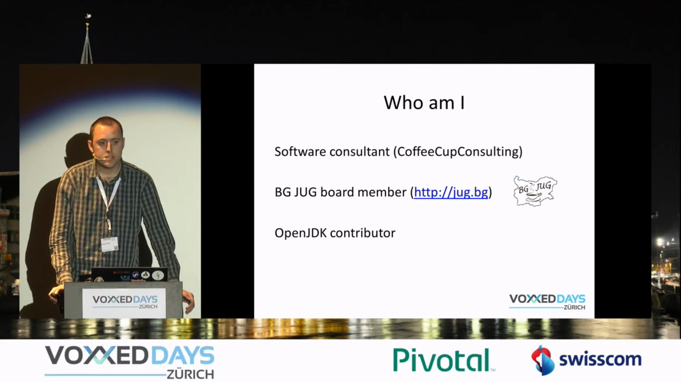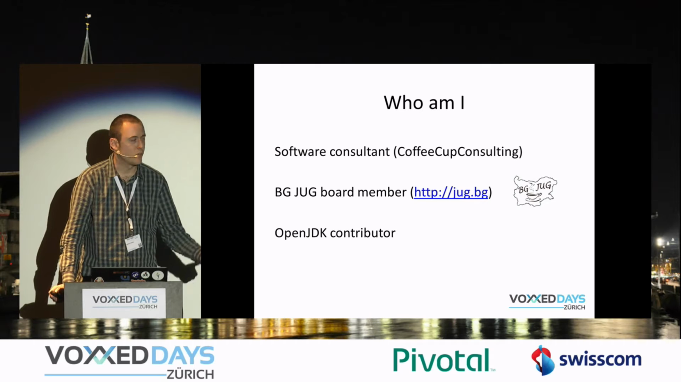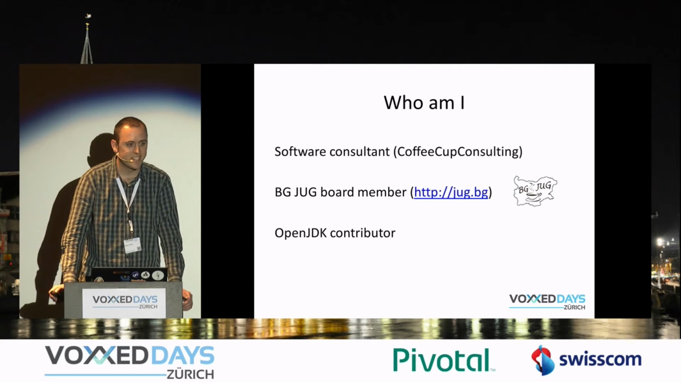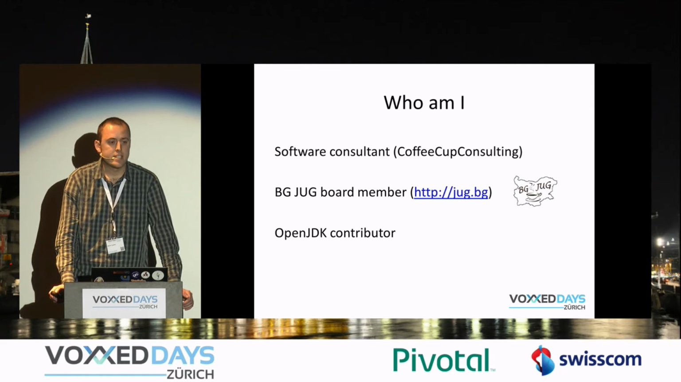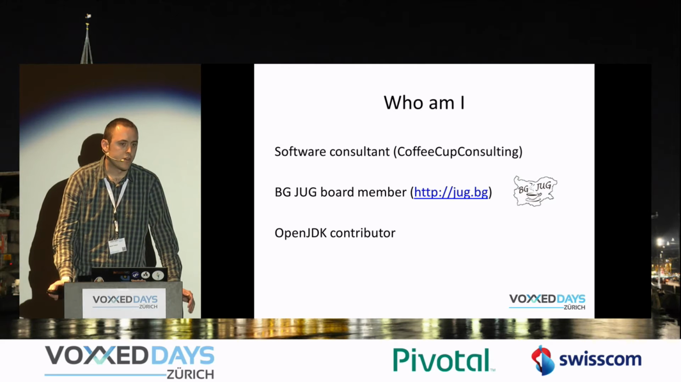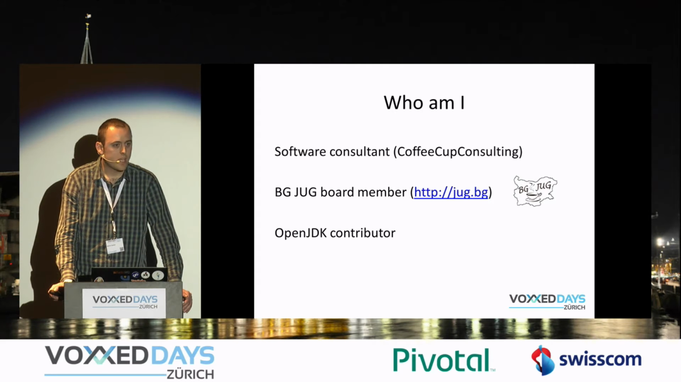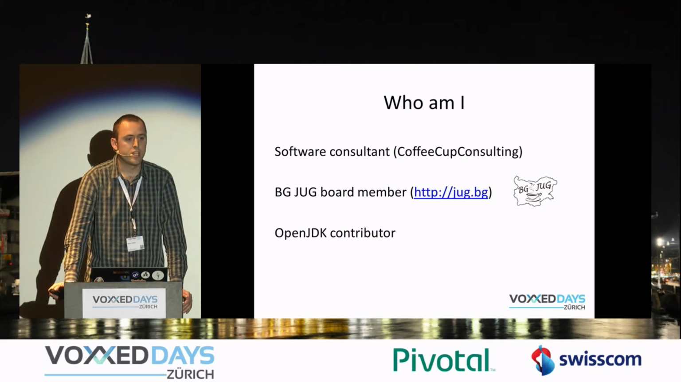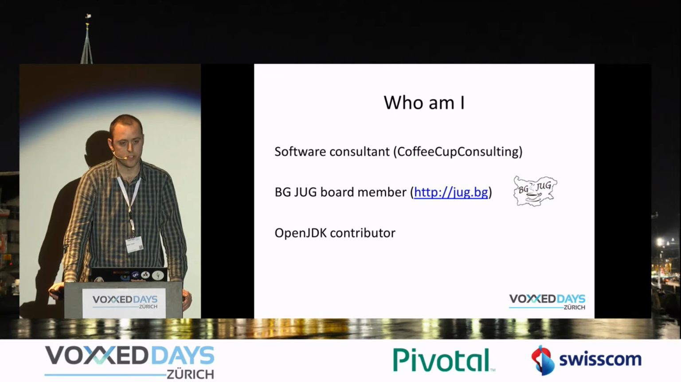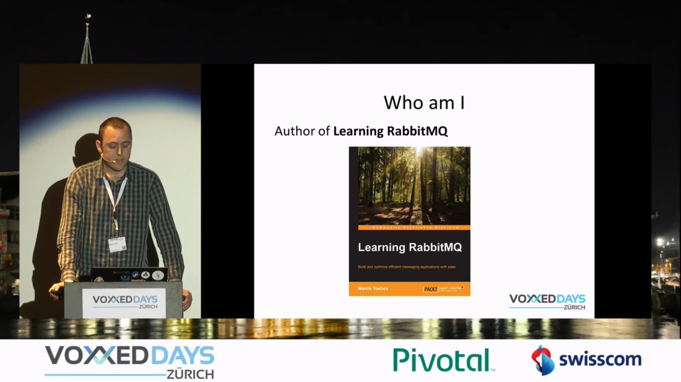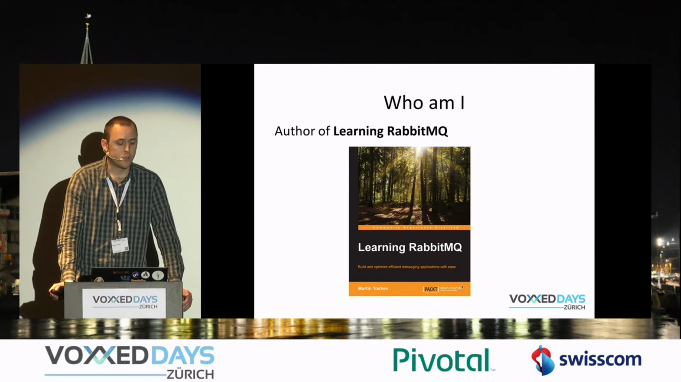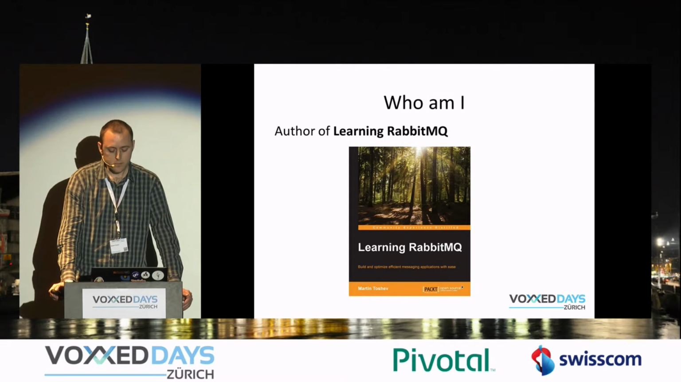I'm currently working as a software consultant and I'm running my own company called Coffee Cup Consulting. An interesting name for a company. I'm also one of the guys who organizes the events for the Bulgarian Java user group, where we also have our own community conference. From time to time, I'm also contributing to the OpenJDK projects and a few other open source projects. I'm also a big fan of RabbitMQ, and recently I finished a book called Learning RabbitMQ, published by Packt. So this is basically what I'm doing.